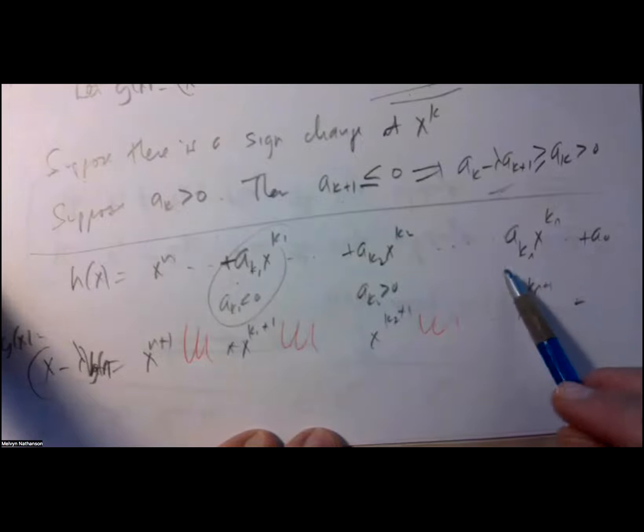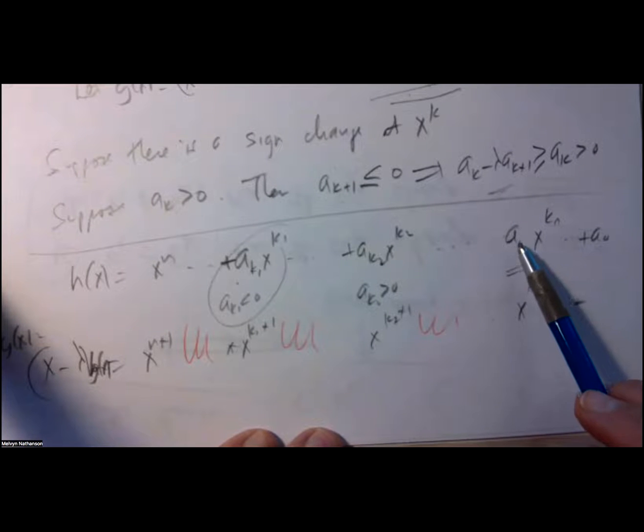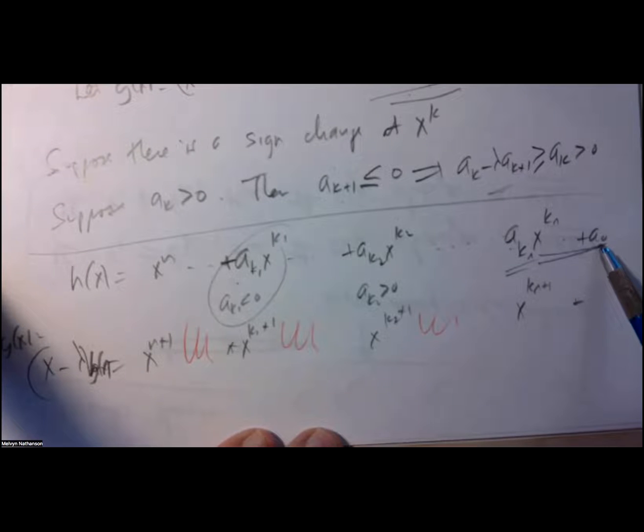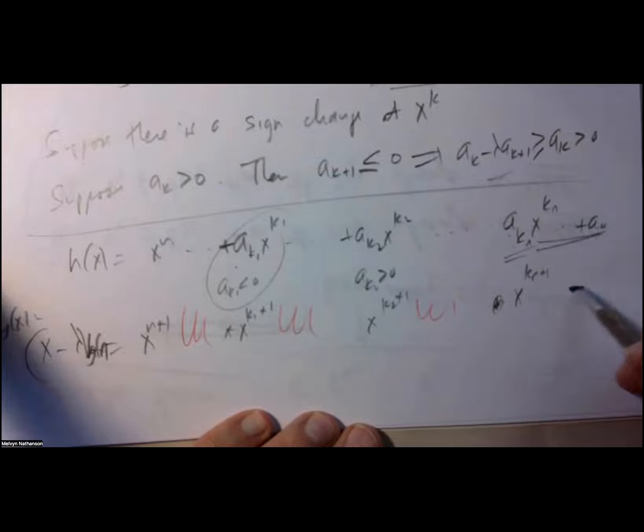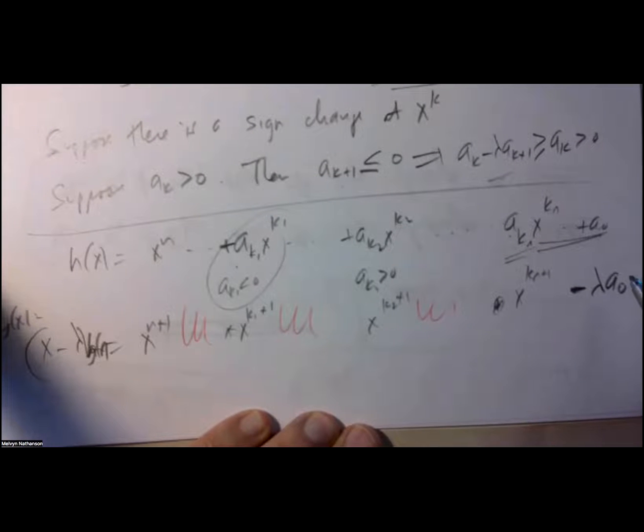This is the last sign change. For example, if this is positive, all these coefficients are positive. If this is negative, all these coefficients are negative. But what's the constant term in x minus lambda times h of x? Minus lambda a naught. So multiplying by x minus lambda, whatever the sign of a naught is, lambda is positive, so this has the opposite sign. So from here to here, we have one more sign change.